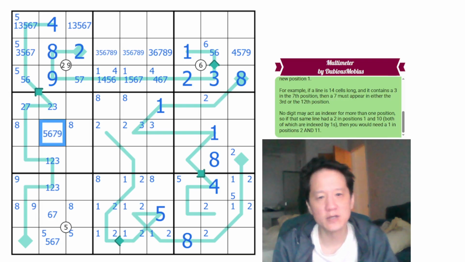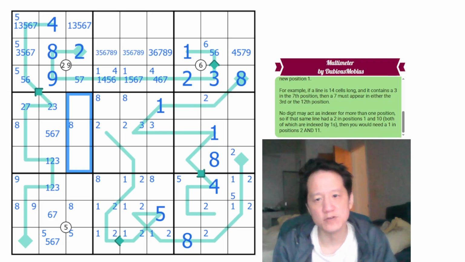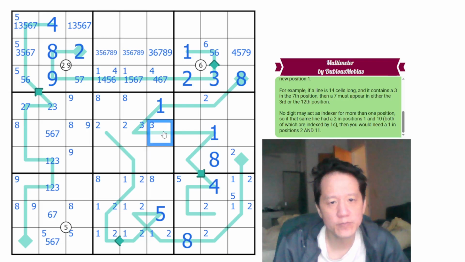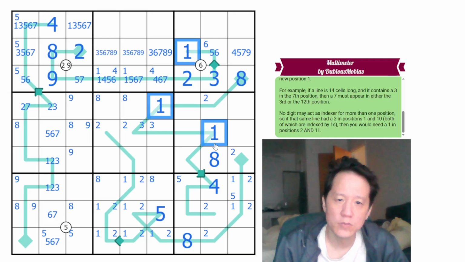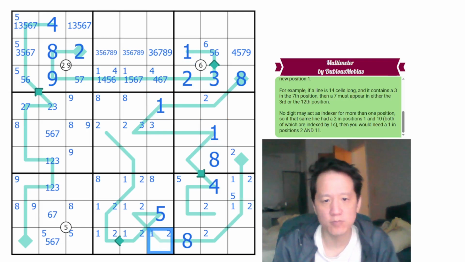This cannot be 9 because of a 9 here. So 9 has to be one of these 3. We're not sure which. So we have all the 1s here. One of these is a 1. This cannot be 1.